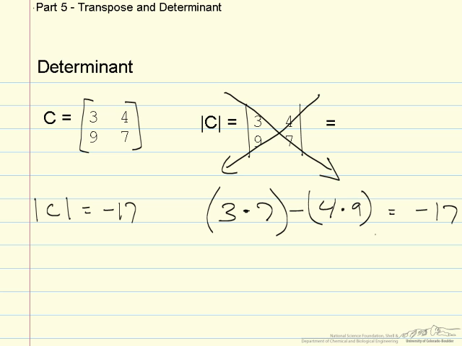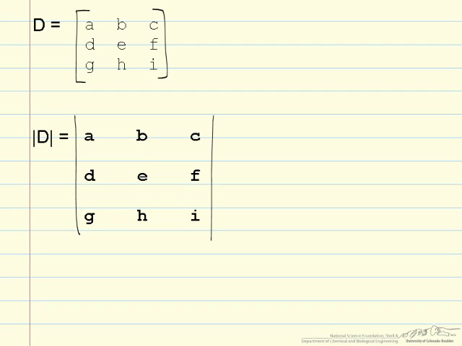It gets much more complicated, however, when you work with a larger matrix. So this matrix, matrix D, is more general. We're not actually going to use numbers. Since it's a 3 by 3 matrix instead of a 2 by 2 matrix, we have to go in this direction 3 times. To make this slightly easier, what I like to do is to add 2 more columns to the side that just repeat the first 2 columns.